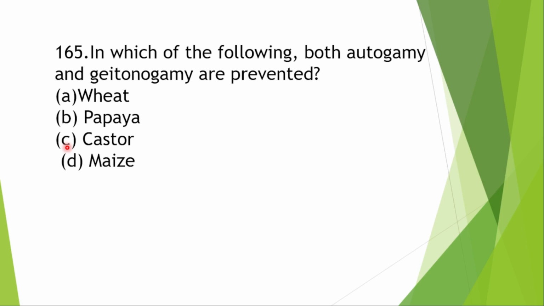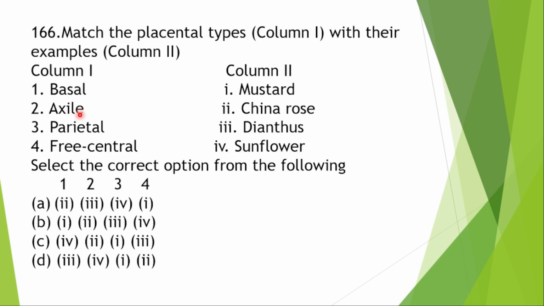165. In which of the following are both autogamy and geitonogamy prevented? Wheat, papaya, castor and then maize. This is maize? Papaya is right.